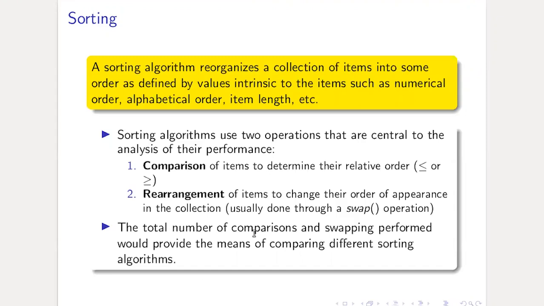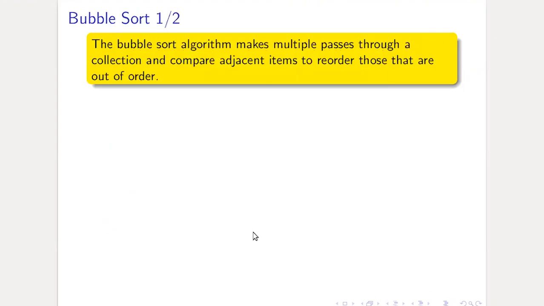This kind of performance criteria allows us to evaluate different types of algorithms. So let's look at the very simple algorithm, bubble sort. This algorithm simply makes multiple passes over a collection, and in each pass, it will perform a computation which partially sorts the collection.